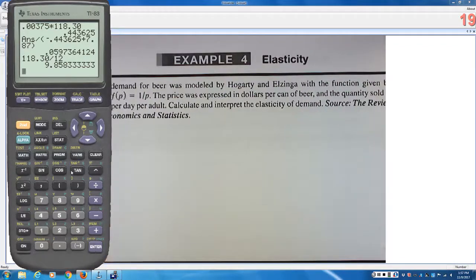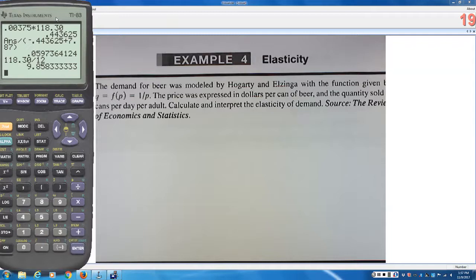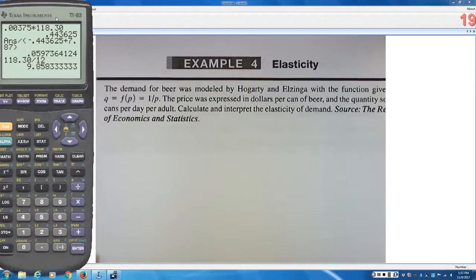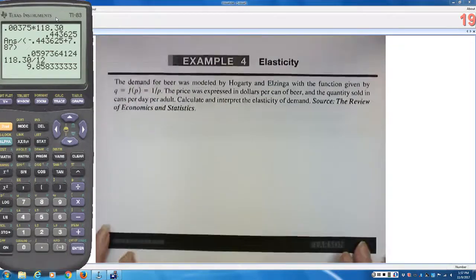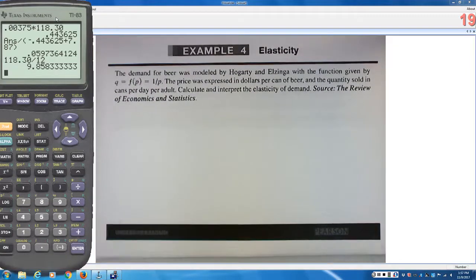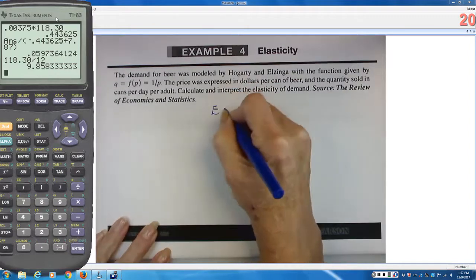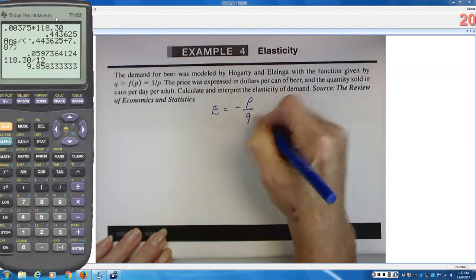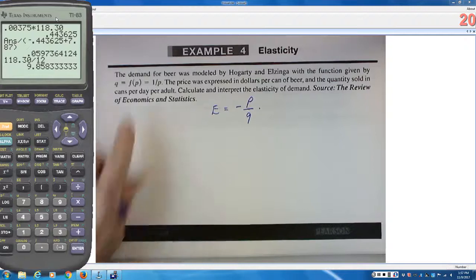Here's a similar one. This one is about beer. Demand for beer was modeled with the function Q equals f of P equals 1 over P. The price is expressed in dollars per can of beer, and the quantity sold is cans per day per adult. So what is the elasticity of demand? Okay, remember your formula. Elasticity is the opposite of price over quantity times the derivative of f of p.